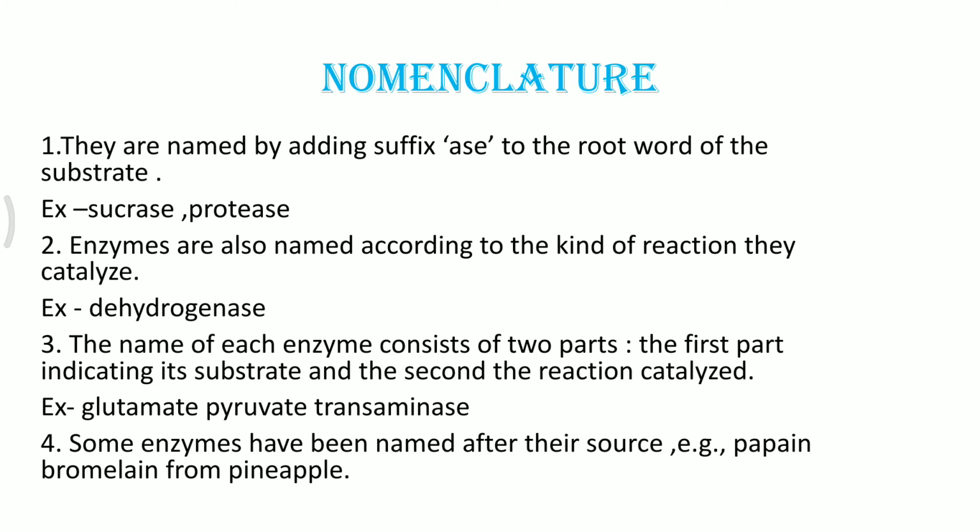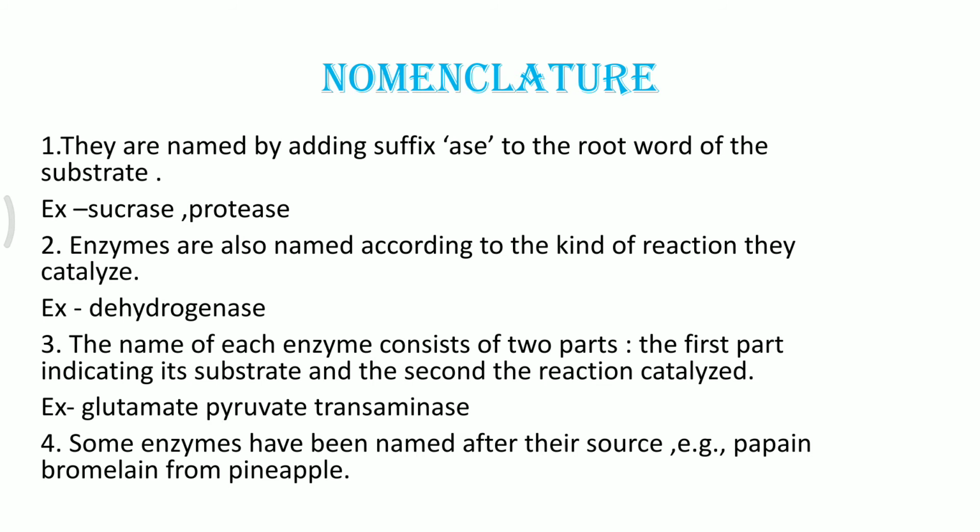The name of some enzymes consists of two parts. The first part indicates the substrate, whereas the second part indicates the reaction which is getting catalyzed. For example, glutamate pyruvate transaminase, which transfers an amino group from the substrate glutamate to the substrate pyruvate. Another example is DNA polymerase, which catalyzes the synthesis of DNA. So these are some of the ways by which we can name the enzymes.